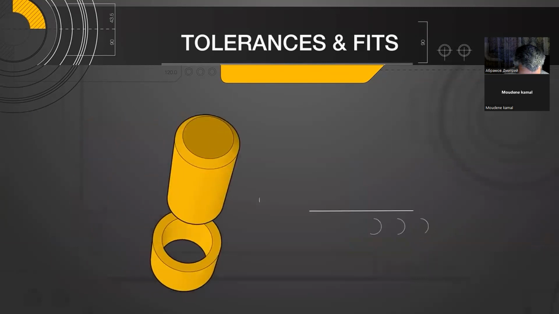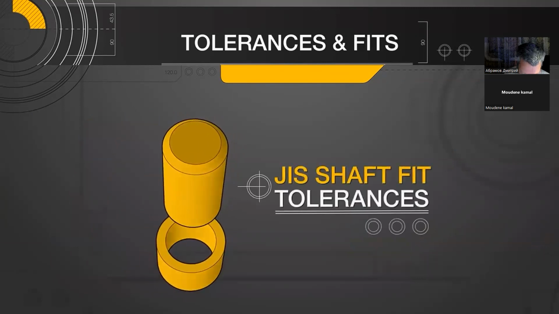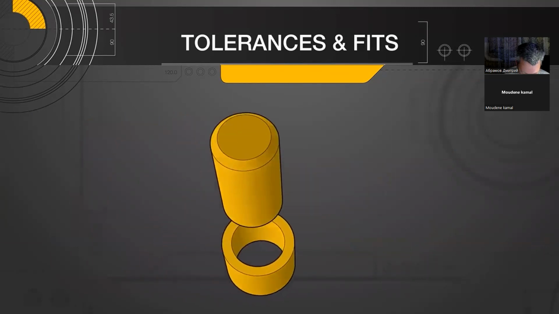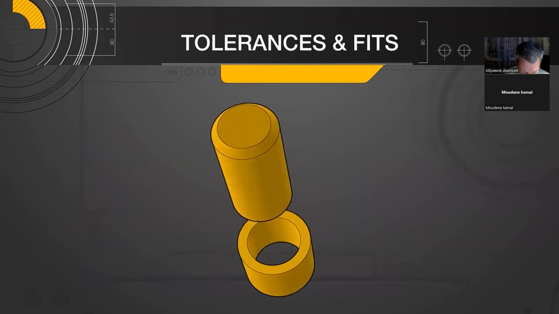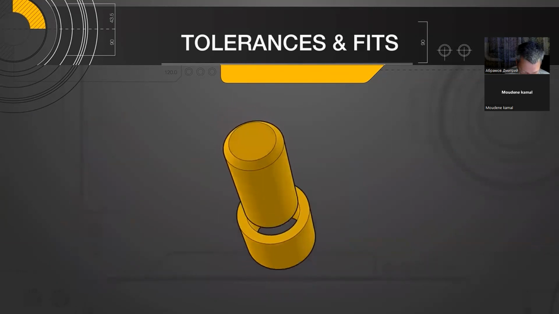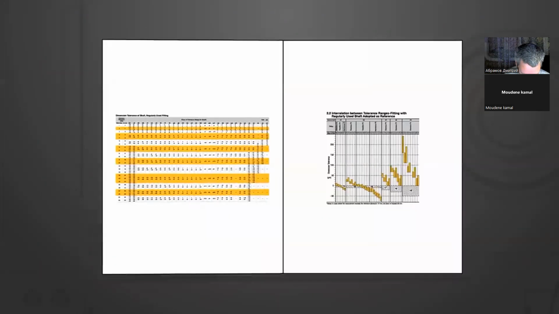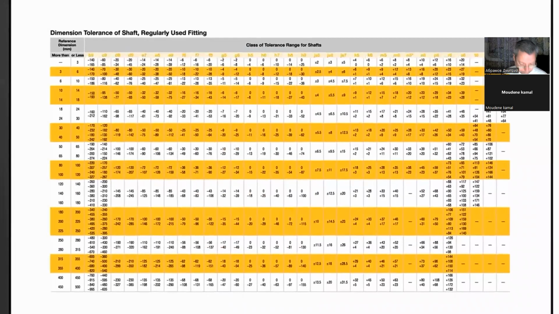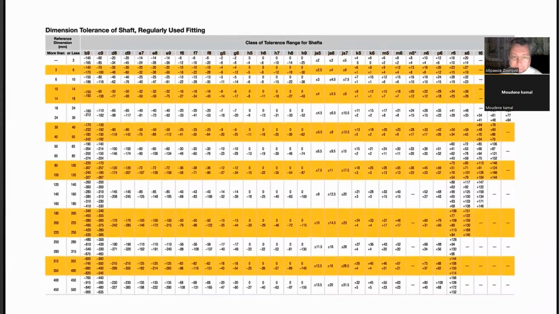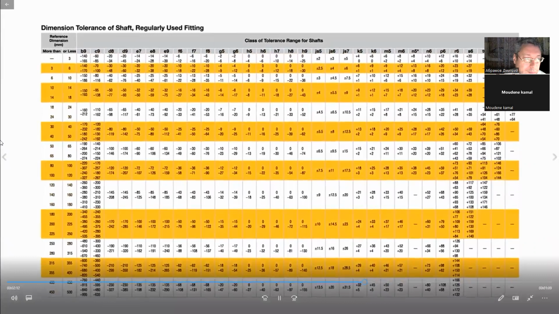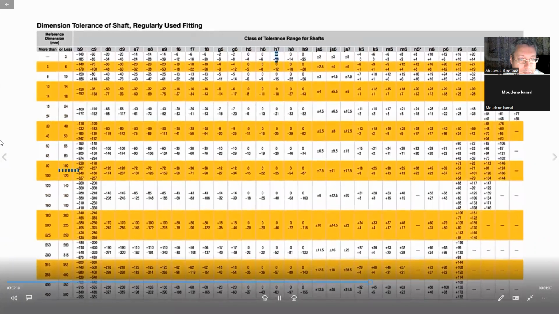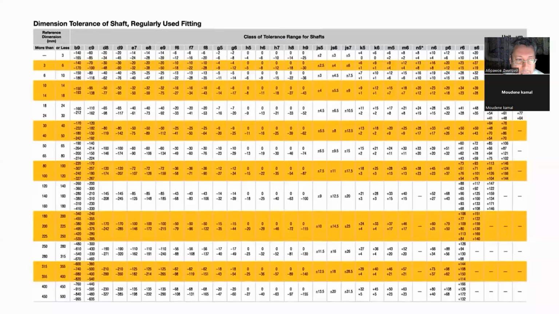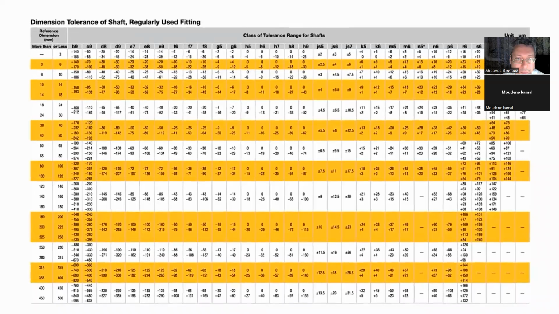Masumi shafts and bores follow the JIS shaft fit tolerances. Selecting the proper tolerance is critical to achieve the desired fit between 2 mating components. This tolerance table can be found in the technical reference section in each catalog. The columns represent the tolerance grade, while the rows are organized by diameter ranges. Finding where the 2 intersect will indicate the corresponding tolerance range.